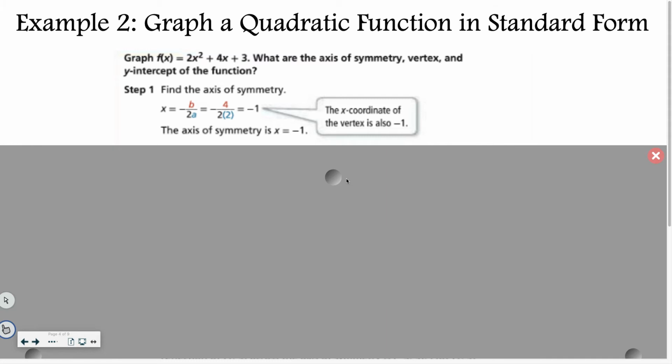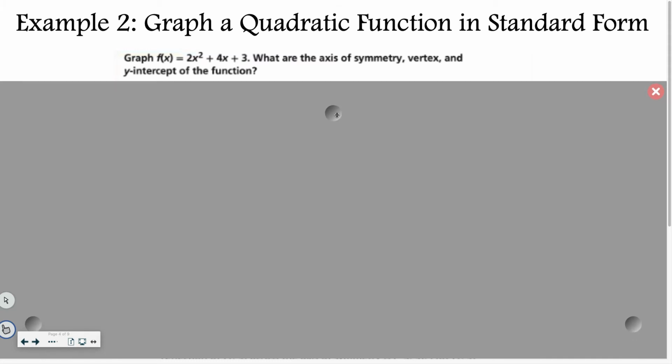Okay, so before we even get to step one, let's read our question. Graph f of x equals 2x squared plus 4x plus 3. What are the axis of symmetry, the vertex, and y-intercept of this function? And after I walk you through this problem, you're going to try finding those three things on your own. So make sure you're paying close attention, okay?